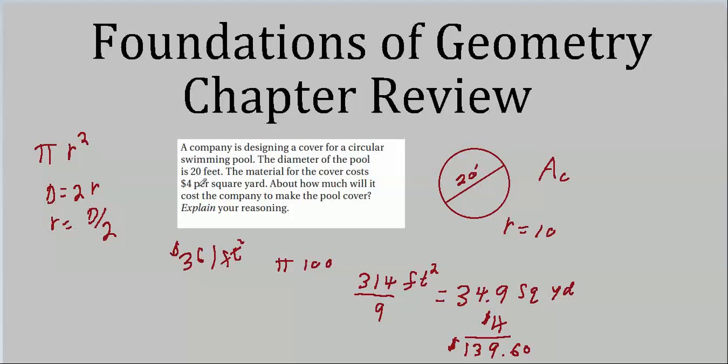So what did we do wrong here? There are 9 square feet in a square yard. It's $4 per square yard. What should we do? We should divide 4 by 9. We shouldn't multiply. 4 divided by 9 times 314 square feet.